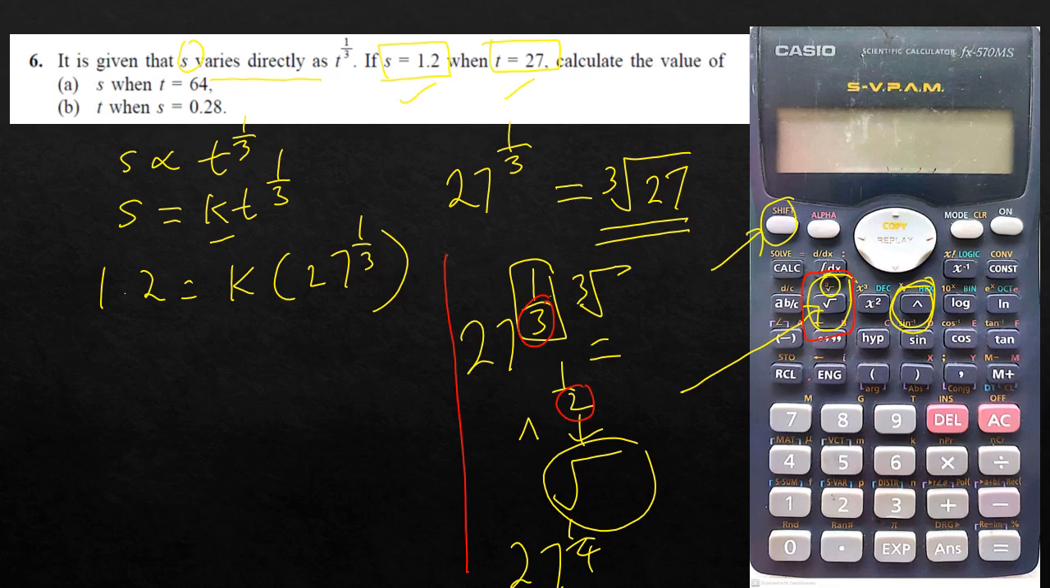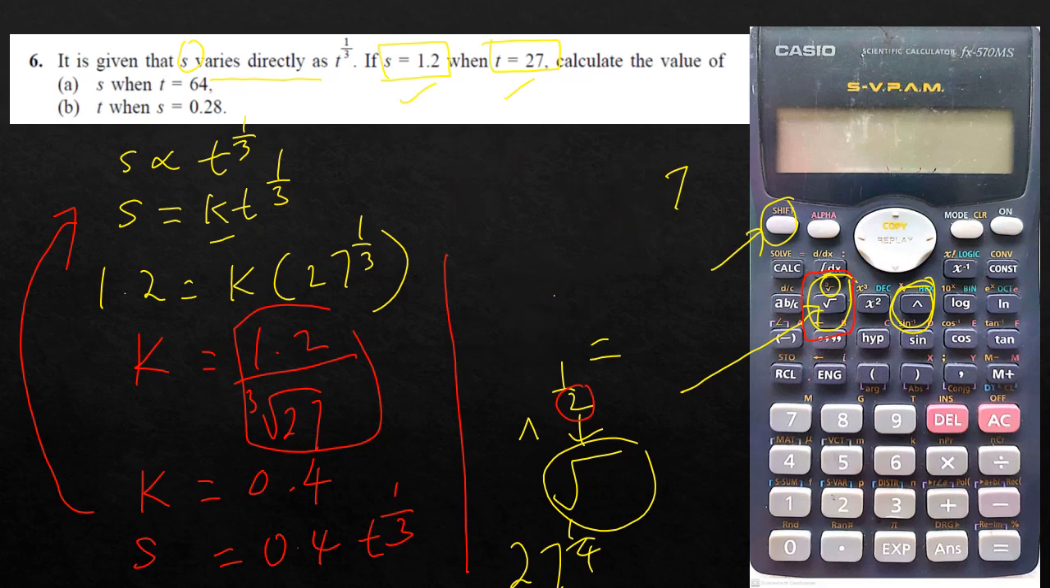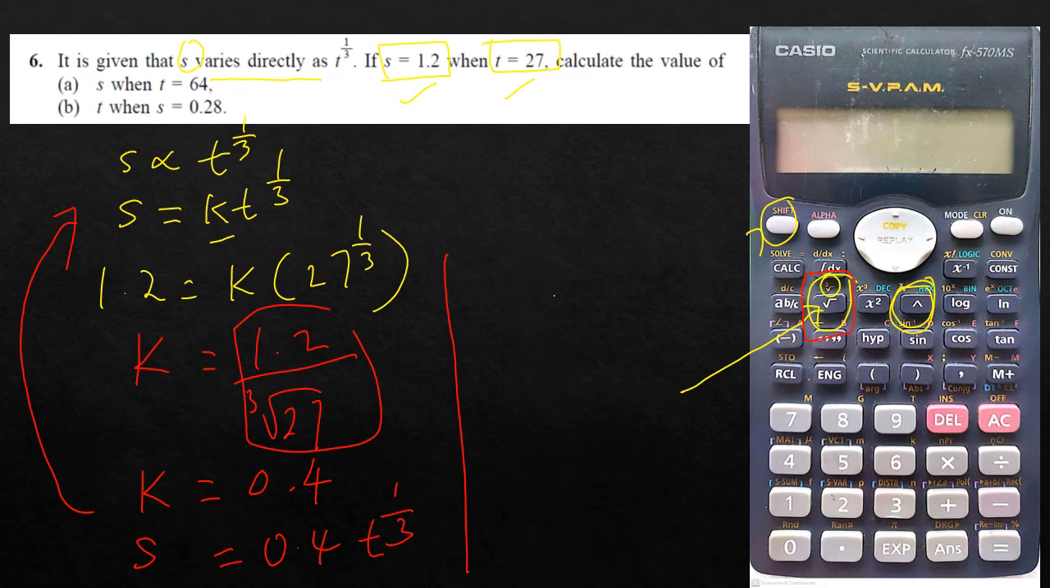Okay, so k equals 1 over 2 divided by the cube root of 27. This one you can do in one step using the calculator. You will get k equals 0.4. When k is 0.4, you substitute 0.4 here, t to the power 1 over 3. So with that, you now can find your s.